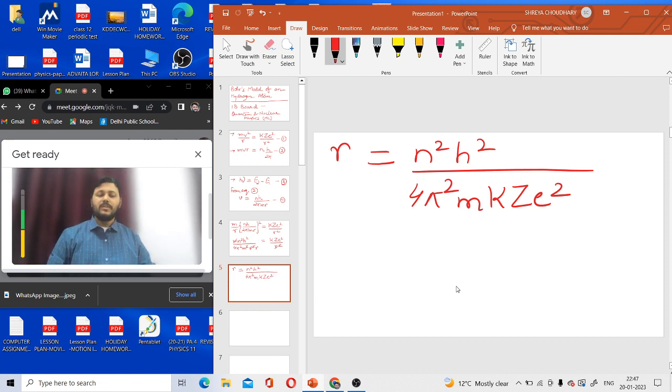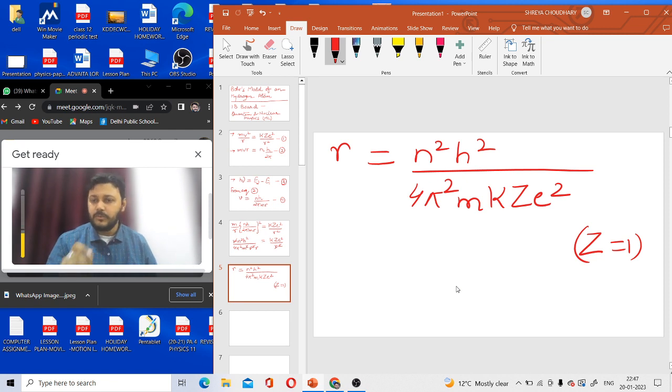Now if we see, the variables in this equation are n and Z. n is a variable because we don't know in which orbit the electron is revolving, and Z is a variable because we don't know which element we are going to take. Since it has already been discussed that this is Bohr's model of a hydrogen atom, we can say that Z equals 1. The atomic number of hydrogen is 1. That's why we are going to put Z equals 1.